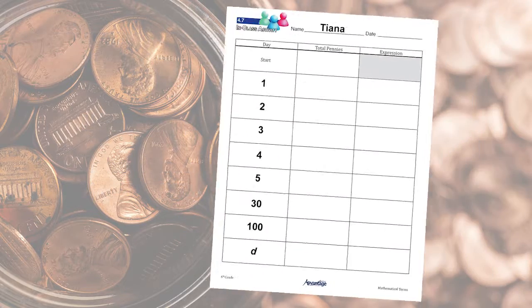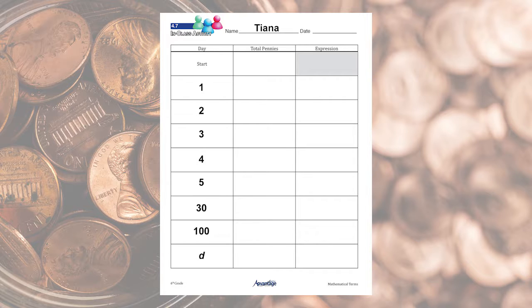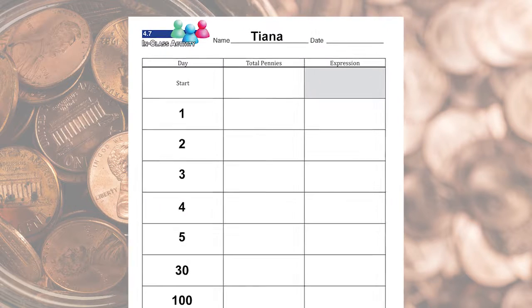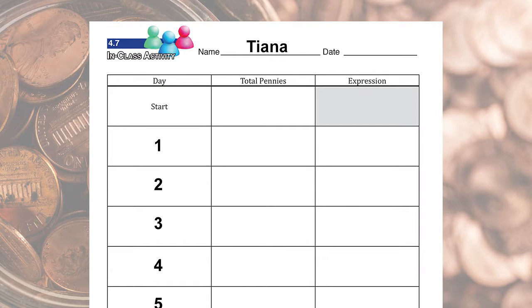Let's use a chart like this one to record the findings. Tiana started with 5 pennies that her brother gave her. Let's write 5 in the first box of total pennies. On day 1, she added 6 pennies to the 5 she already had. The expression would be 5 plus 6 for a total of 11 pennies.